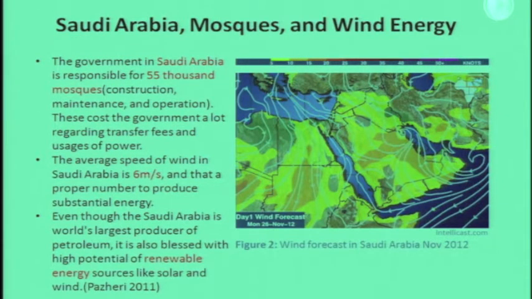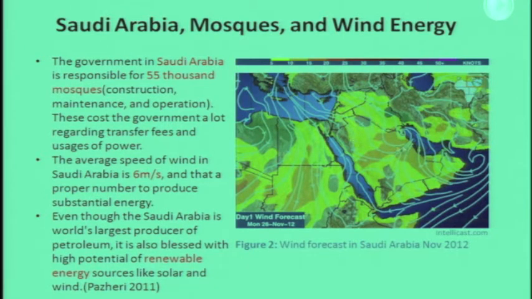And now this is Saudi Arabia, and the Saudi Arabia government is responsible for the majority of the mosques there, around 55,000 mosques, and this responsibility is about construction and maintenance and operation. And this costs the government a lot, especially in electricity.